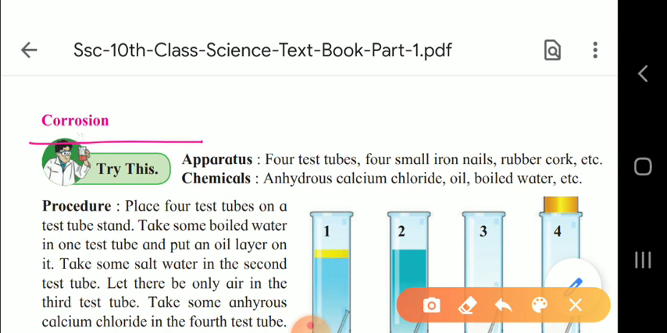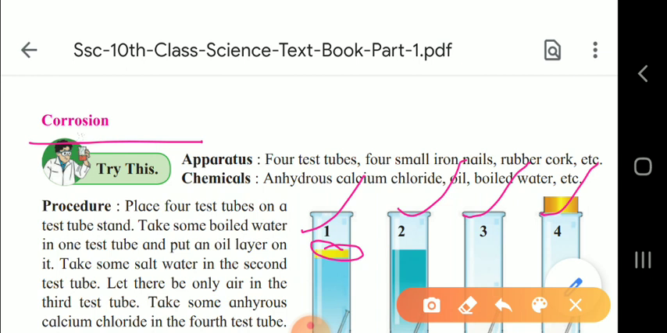In the first test tube, we have to take boiled water inside, and we have to put an oil layer on the top of it. In the second test tube, we have to take salt water. Here we have taken boiled water, and this is the oil layer. Here we have taken salt water. Here there is only air, and in this we have taken anhydrous calcium chloride.